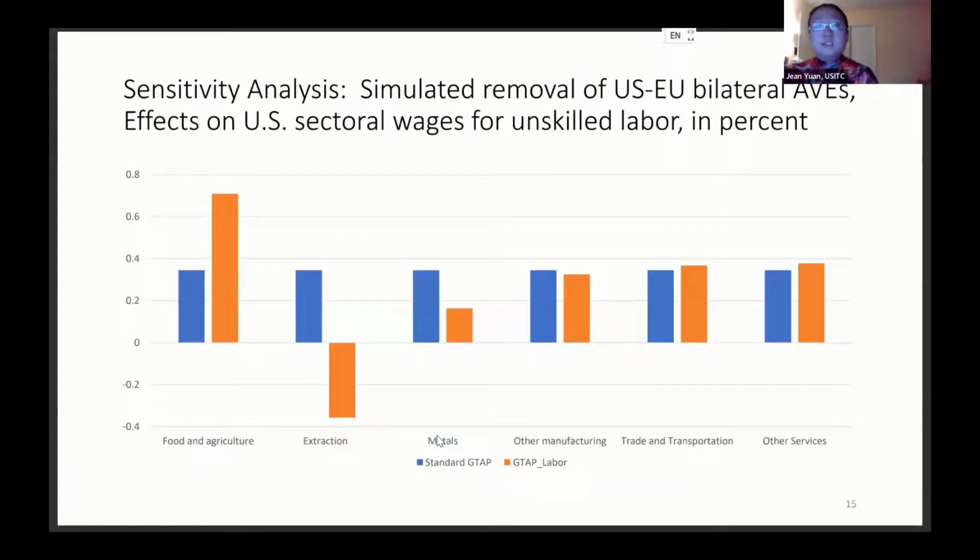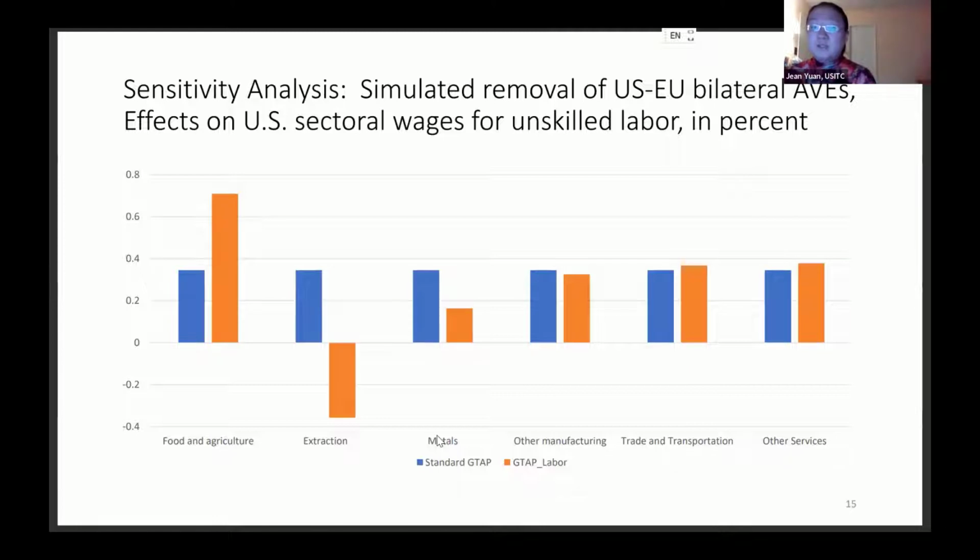So when we make this change and run the same simulation, this is the result between the standard GTAP model and the GTAP labor model. As you can see here, the result in the standard GTAP model is obviously the same. But for the GTAP labor model, the effect on the labor market, and we are giving you an example of the effect on the US sectoral wages for unskilled labor, is not only changing in magnitude, but also changing in size. For instance, in the food and agricultural sector, now the increase in the US sectoral wages is 0.65%, compared to 0.49% in the previous version.